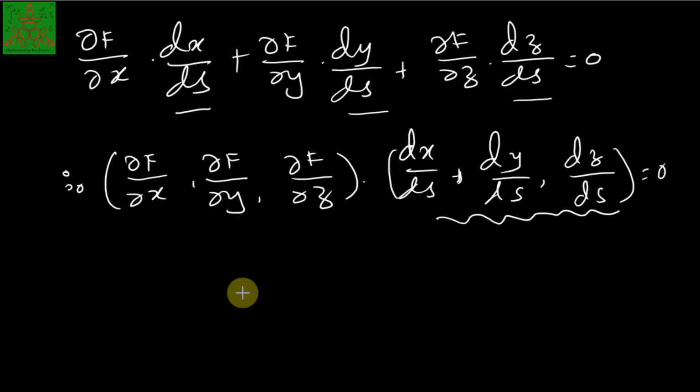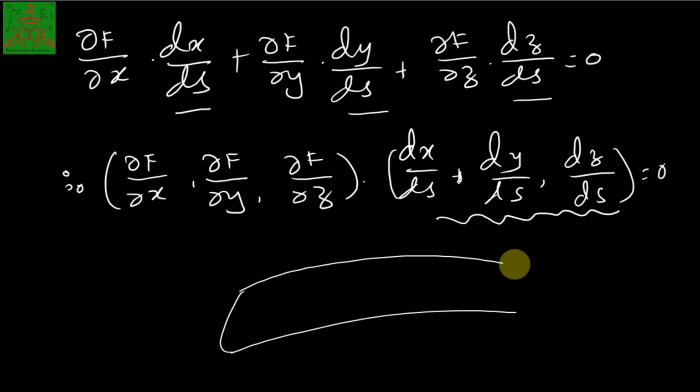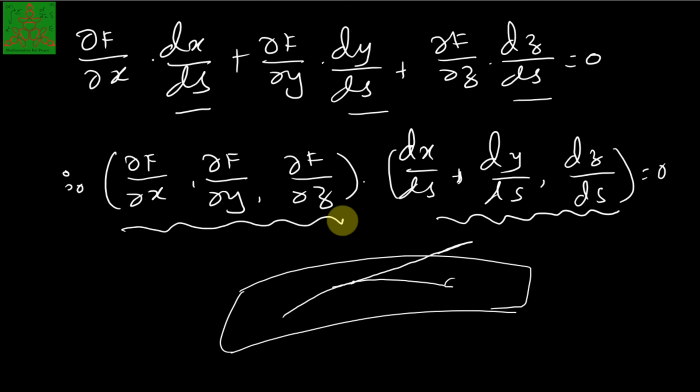So suppose this is the situation you have. This is the surface. On this surface there is one curve. This is the curve C. And on this curve C, this is your tangent at this point. Let's say this is the tangent to the curve. And what does this represent? The dot product of this direction cosine with the other is 0. That means these two lines are perpendicular. So this line is perpendicular to this line.